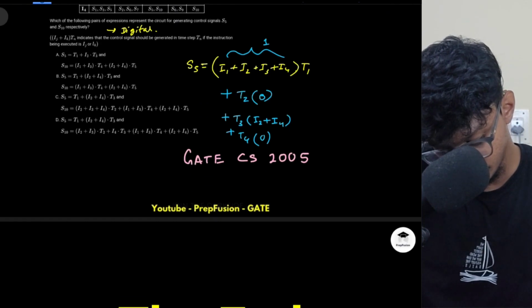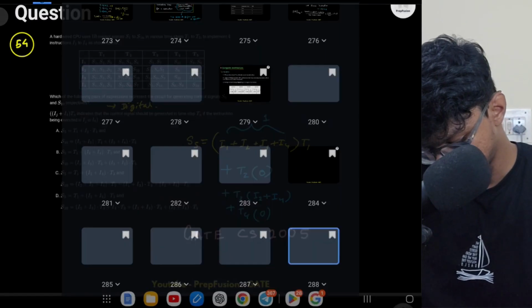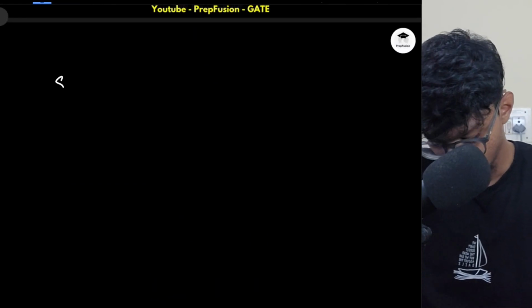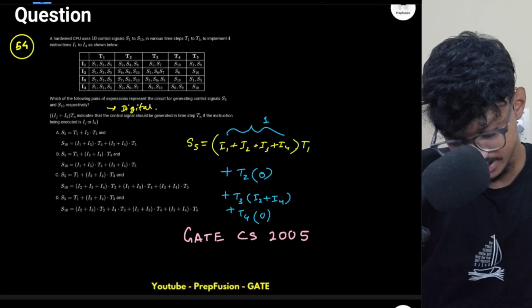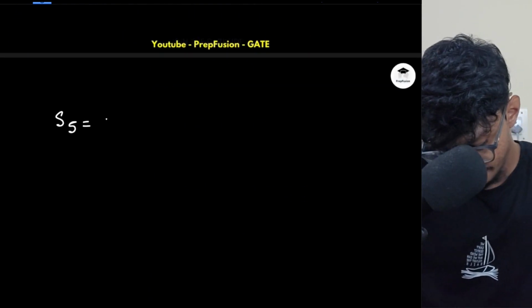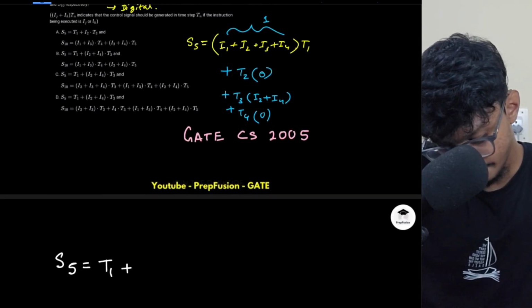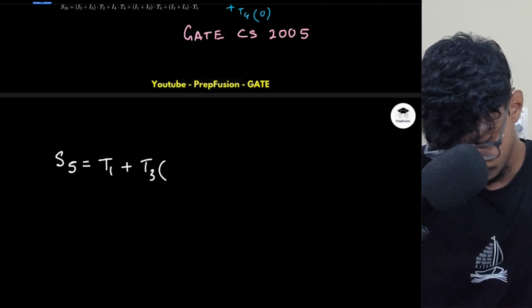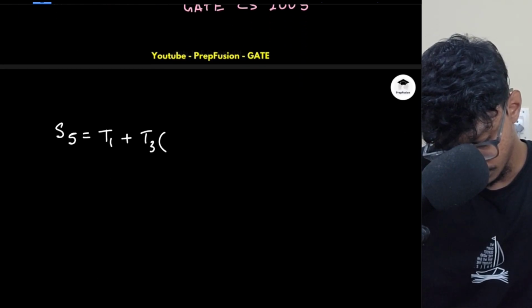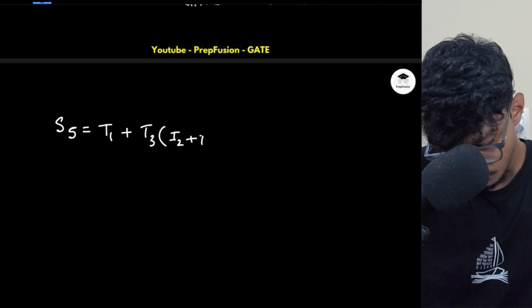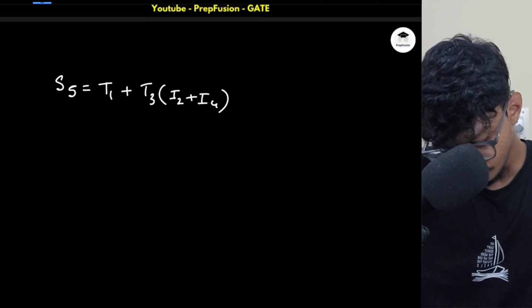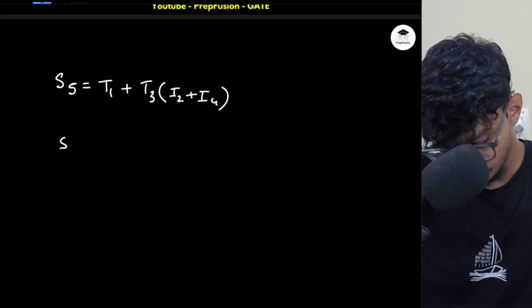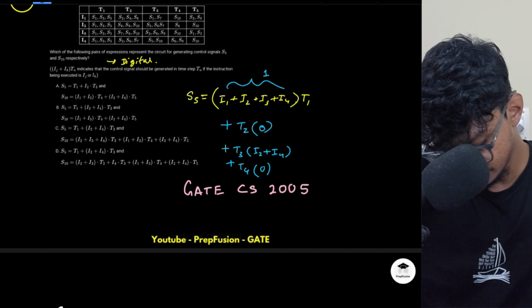So from this particular thing, we get our S5 logic. Just hold on. We get our S5 logic as what? S5 logic is T1 or T3 times (I2 or I4). And what else are they asking? They are asking S10.